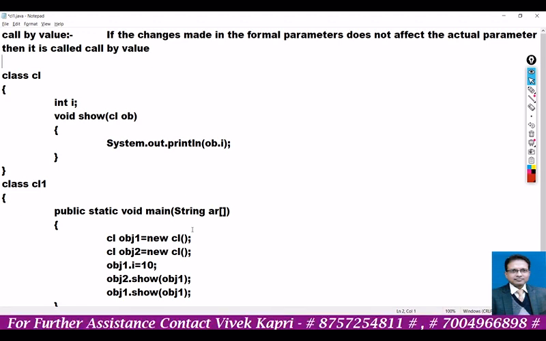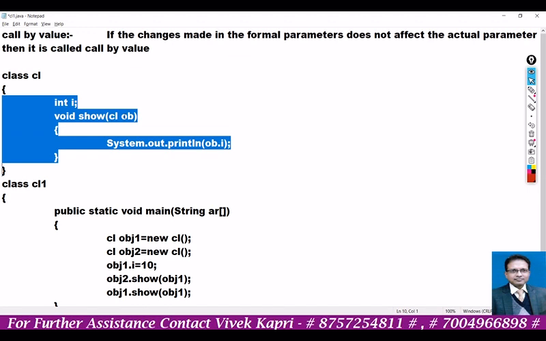Let's once revise what actual parameters and formal parameters are. The values that you pass at the time of calling are called actual parameters, and the variables in the function definition are called formal parameters. So how can this call by value be implemented?